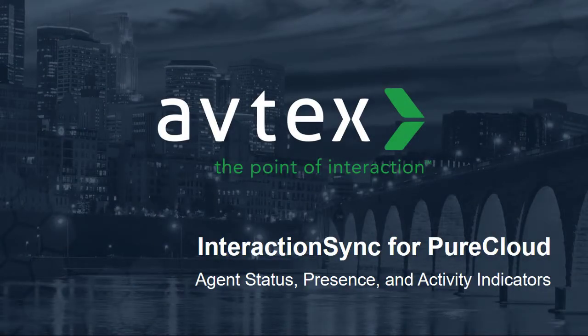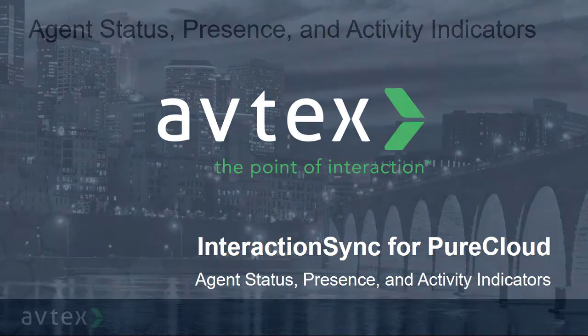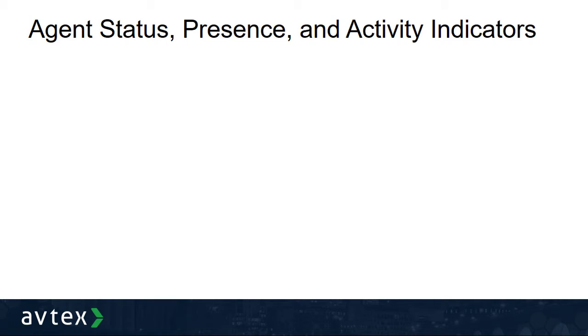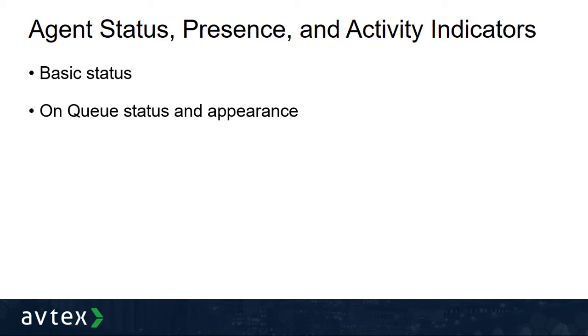This is the InteractionSync for PureCloud presentation, Agent Status, Presence, and Activity Indicators. In this presentation, I will be focusing on the concept of status and how it relates to receiving interactions while logged into PureCloud. I'll begin with basic status, the type of status that every user within a PureCloud organization has access to. Then I'll discuss the on-queue or ACD status and its appearance to the rest of the organization when the agent is involved with on-queue activities. Let's get started.